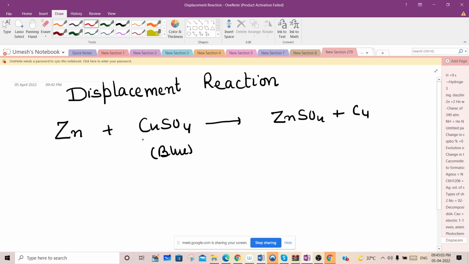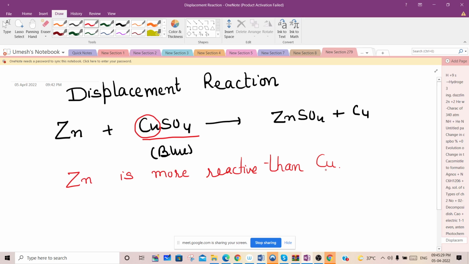You can see in this compound copper sulfate, zinc is taking the position of the copper, displacing it. It means zinc is more reactive than copper. Am I clear? Yes, sir. Yes, sir.